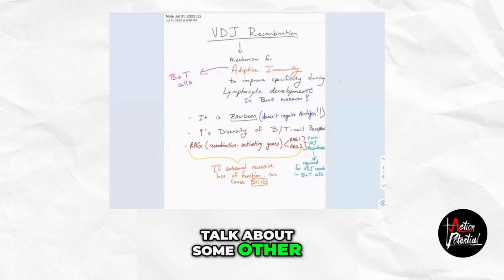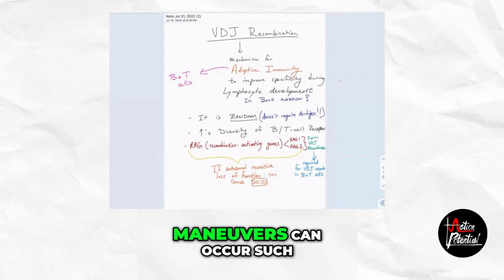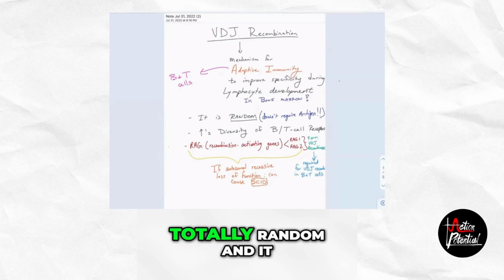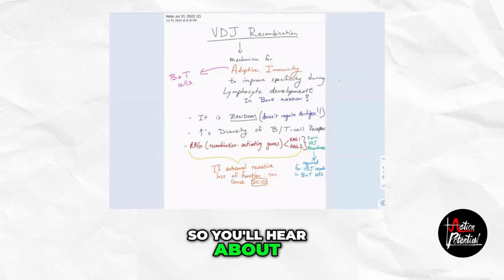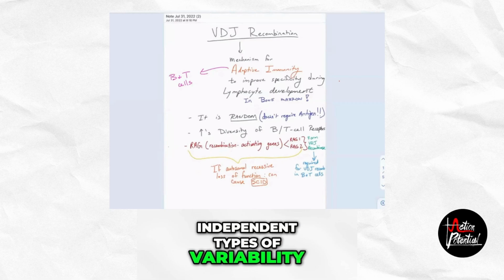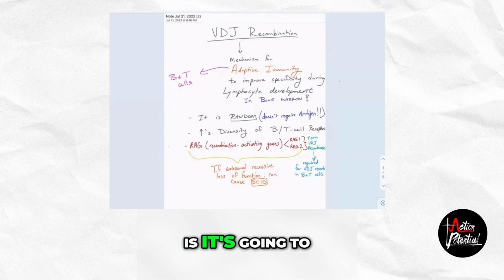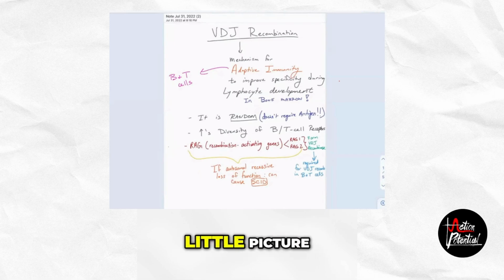And we're going to talk about some other locations that some of the other diversity increasing maneuvers can occur, such as in the germinal centers of the lymph nodes, but VDJ is in the bone marrow. And so this is totally random, and it does not require antigens. So you'll hear about antigen-dependent or antigen-independent types of variability, and this does not require an antigen. And so what it does is it's going to increase the diversity of the B and the T cell receptors. And we're going to get into this in just a second. I'll show you a little picture.